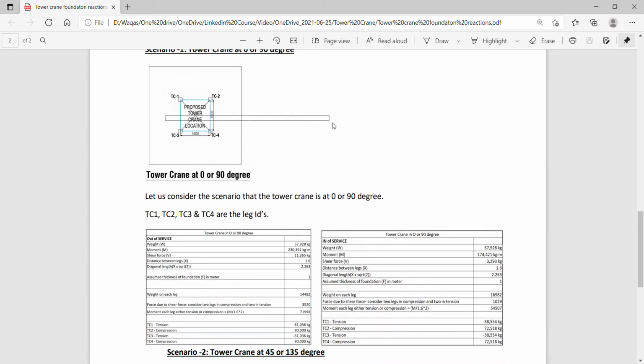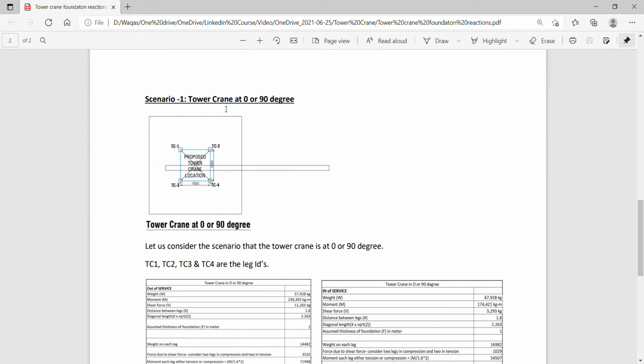So the first case I took is when the tower crane is at 0 degree, or you can say 90 degree, in this direction or in this direction. As you know, this tower crane is fixed in the center, and it can rotate a complete 360 degrees, where it will pick the load from one end and then move to another floor, or if you have a floor on this side, it can unload. So it can move all 360 degrees. So on every action, it has different loads on the supports.